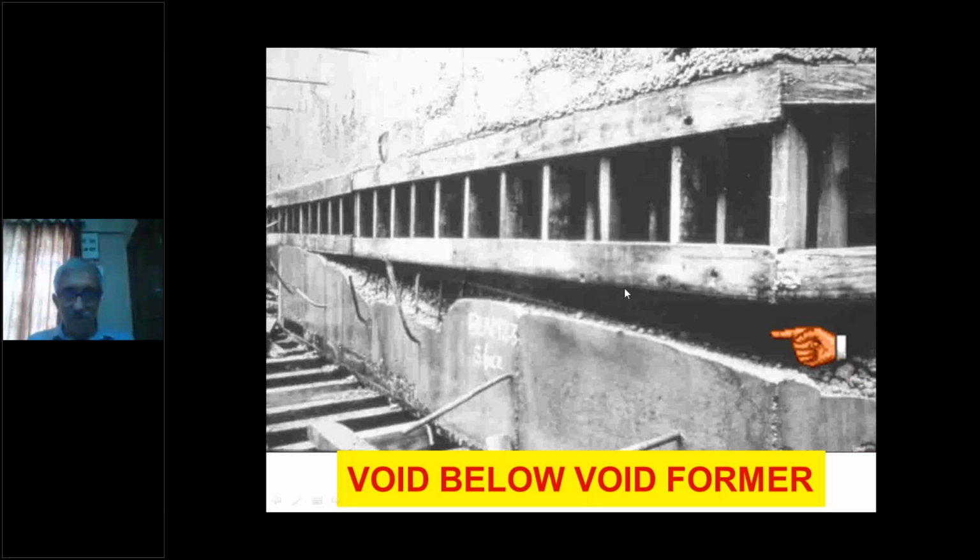You can see we wanted a void here, but we got a void here also. So a void below the void former because there was no air escape. So this was the mistake we made in Unit 5 DG. Later on, the shape of the beam in the TG deck was changed in Unit 6. It was made rectangular. So this type of void formers were not required.